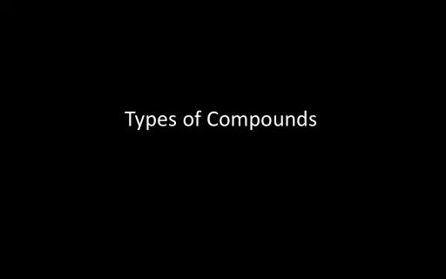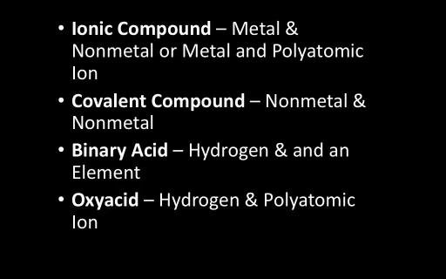So the first thing we're going to look at and review a little bit are the different types of compounds that we talked about. An ionic compound is a metal and a nonmetal, or a metal and a polyatomic ion. And again, a polyatomic ion is a group of atoms that are bonded together that act like an ion, or they behave as an ion. A covalent compound is a nonmetal and a nonmetal bonded together.